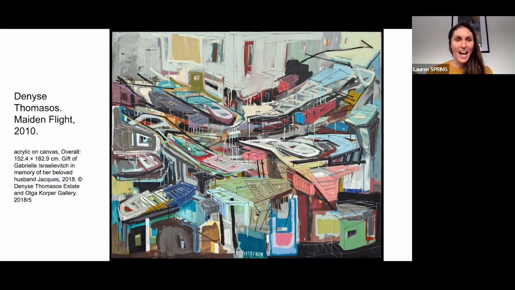Very nice. I see someone else had typed into the chat, they're wondering how it's a memory of her husband. So this is actually the person who donated it to the AGO, Gabrielle Israelovich. She donated it in memory of her husband. So it wasn't Denyse Thomasos who made this about her husband, as far as I know. I believe it was donated in the memory of the donor's husband. Yeah, so all of these things, I think, really come into play here.